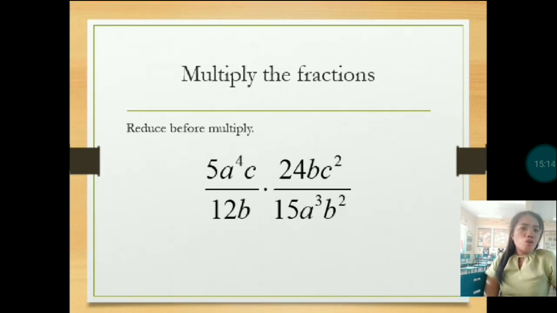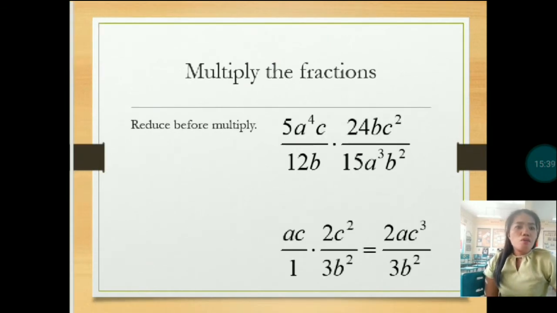Okay, what about this one? Reduce before multiply. Okay, so we have here 5a to the power of 4c over 12b times 24bc squared over 15a cubed b squared. So we are going to look for the greatest common factor between our numerators and denominators.